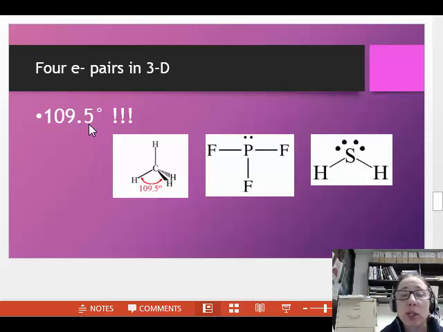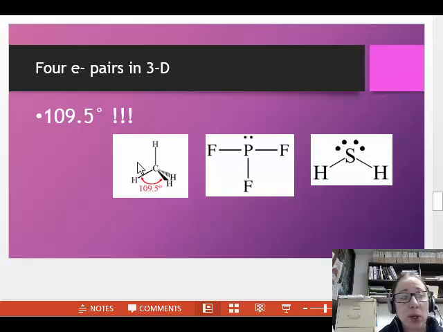This slide shows the Lewis dot structure of methane, phosphorus trifluoride, and hydrogen sulfide. Each central atom has four charge clouds. The carbon in methane has four outer atoms. The phosphorus in phosphorus trifluoride has three outer atoms and one lone pair. And the sulfur in hydrogen sulfide has two outer atoms and two lone pairs.